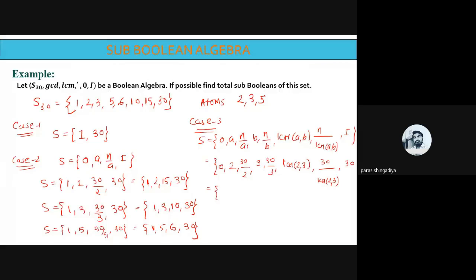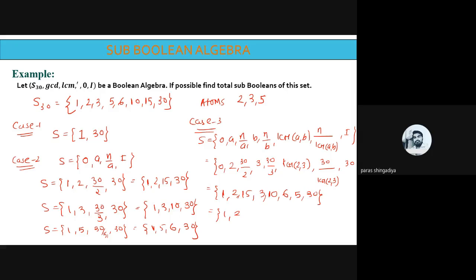Okay, and then after, I is equal to 30. Clear? So simplify that. The 0 element is here 1, and then after 2, 30 by 2 is 15, then after 3, 30 by 3 is 10. LCM of 2 and 3 is equal to 6, so 30 by 6 is equal to 5, and the I element is equal to 30.